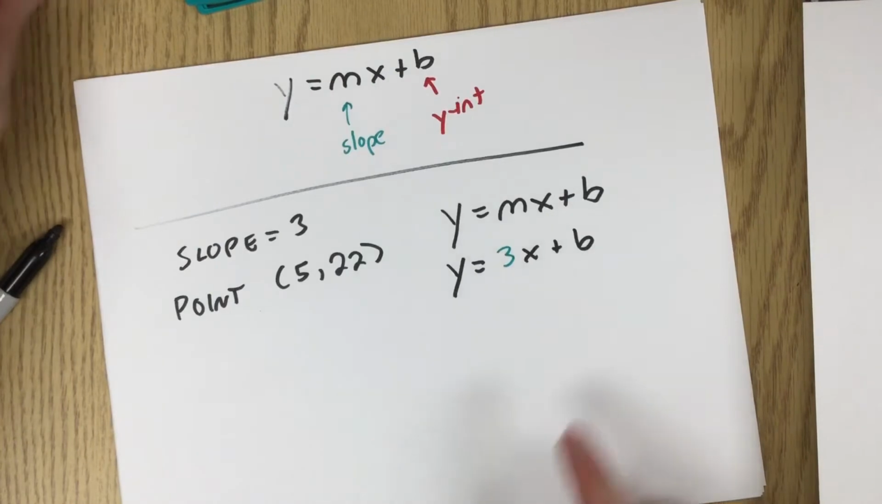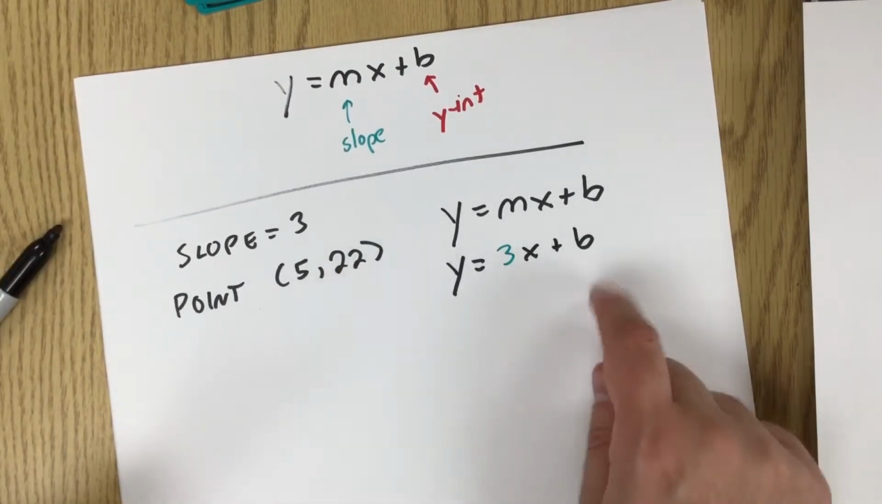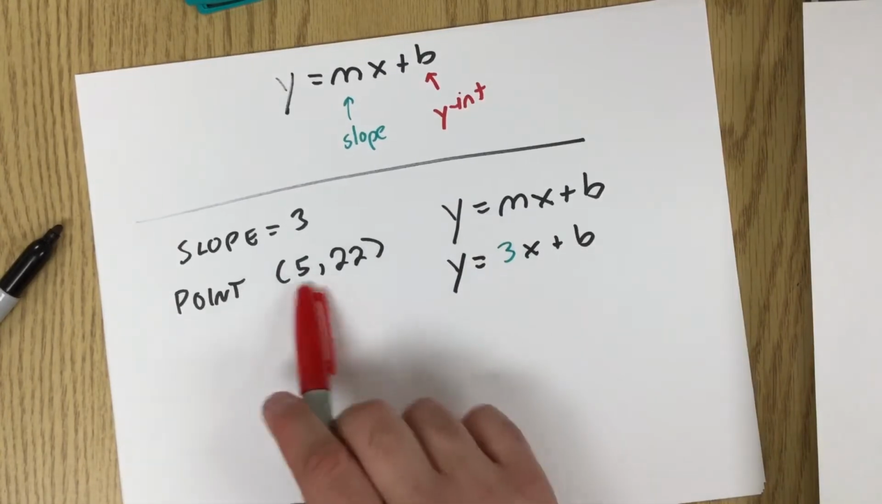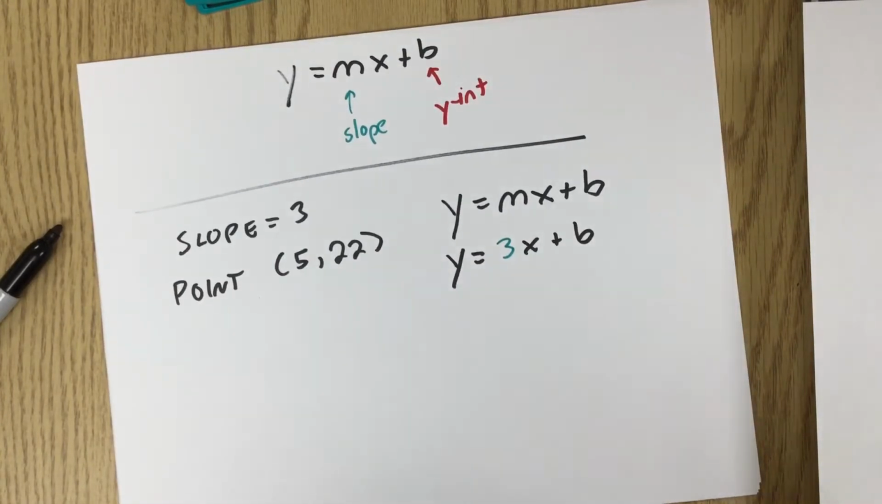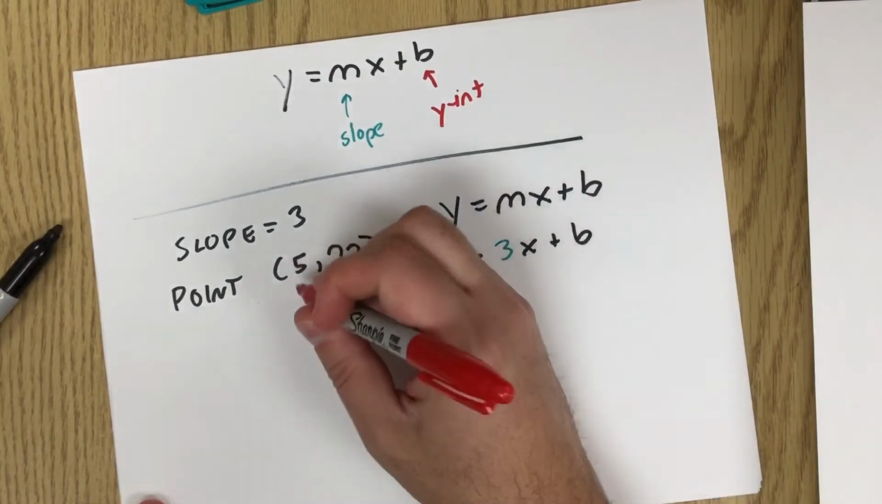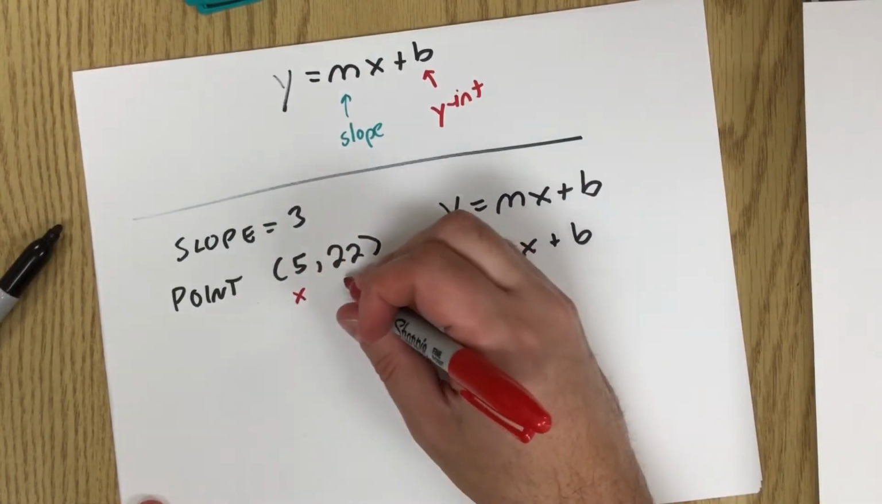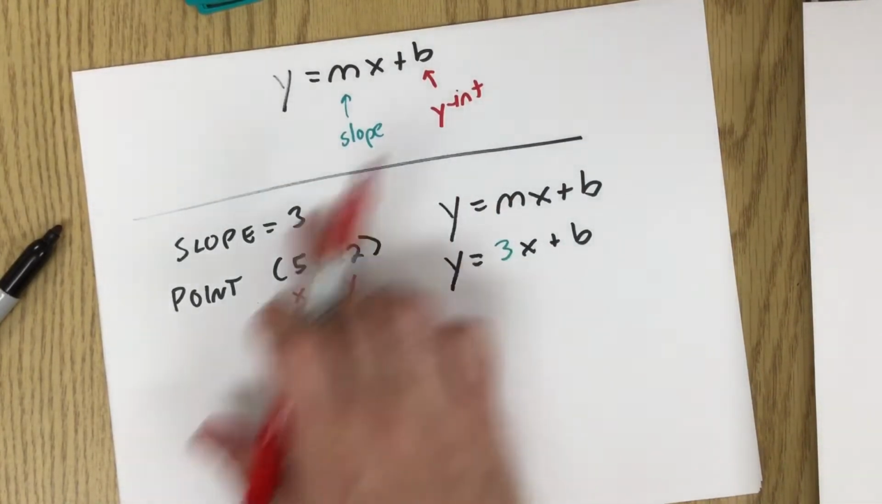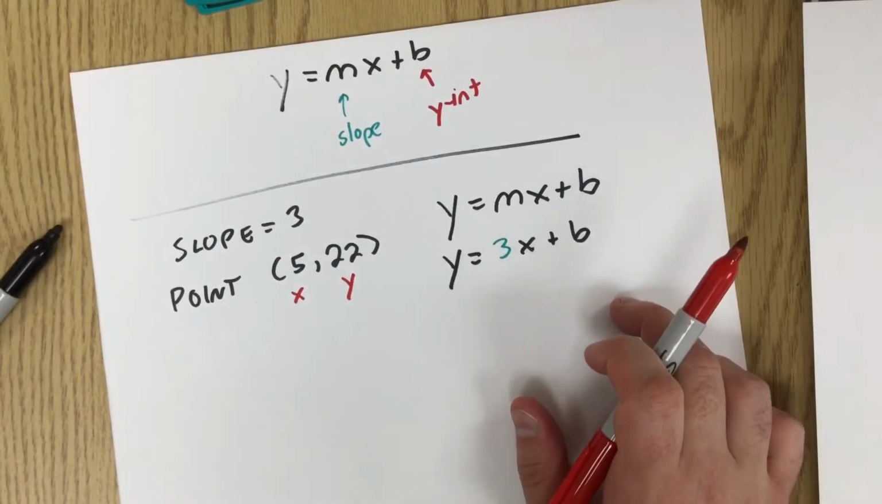I need to find out what b is. Now b is not the 22, because b is this very special y. It's the y-intercept. That's not the y-intercept. The y-intercept would have an x of 0. So we can't just plug in the 22 for the b. But we do know that for a given point, this is our x value and this is our y value. And we're going to use those to temporarily put this into the equation.